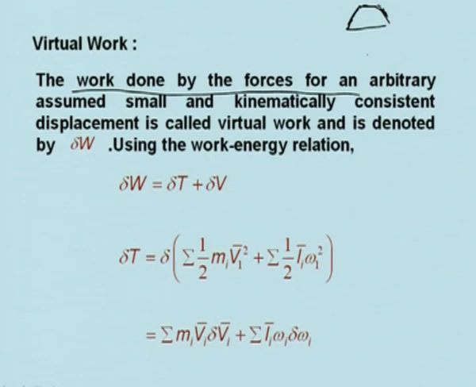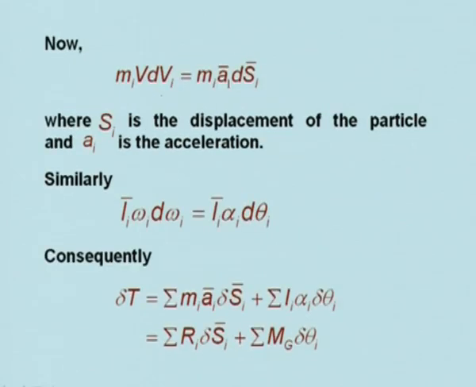Now, if we use the work energy relation, delta W will be equal to delta T plus delta V. Here delta T is delta of sigma half mi Vi bar squared plus sigma half I bar omega squared, which equals sigma mi Vi delta Vi plus sigma I omega I delta omega I. There may be a number of linkages. Now mi Vi dVi is basically mi ai dsi, because we have the relation V dV equals A ds, since A is equal to V times dV by ds.